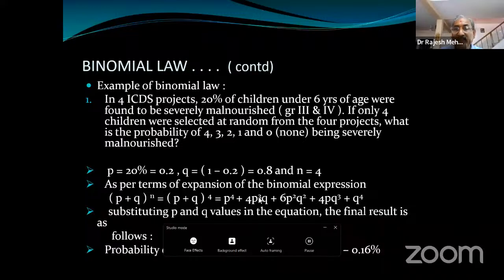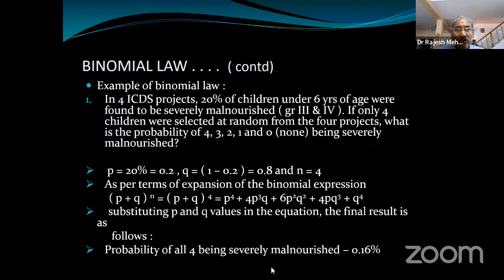Now, how frequently will this happen? This is what it gives. So the probability of all four being severely malnourished is equal to 0.0016, because P is 0.2, and 0.2 into 0.2 into 0.2 into 0.2, four times, gives this small value. So you can know that only a very small proportion of the time all four will have severe malnourishment.